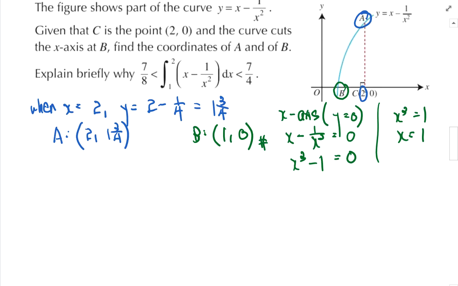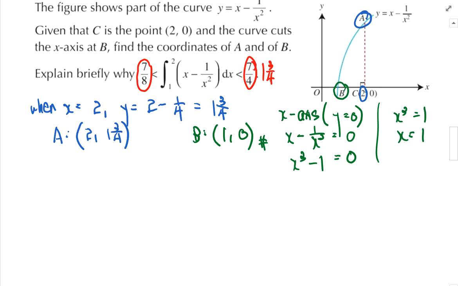Explain briefly why the area bounded is between 7 over 8 as well as 7 over 4. Where do we see 7 over 8 and 7 over 4? Like I said, this is an application question. It's a little bit tricky. I'm going to simplify the fraction here first, because I'm very uncomfortable with the number here. This can be written as 7 over 8, and this can be written as 1 and 3/4.